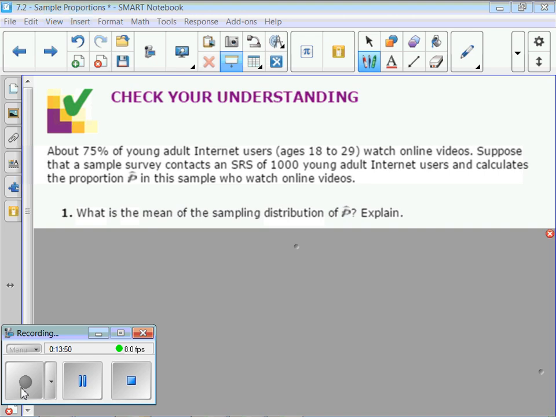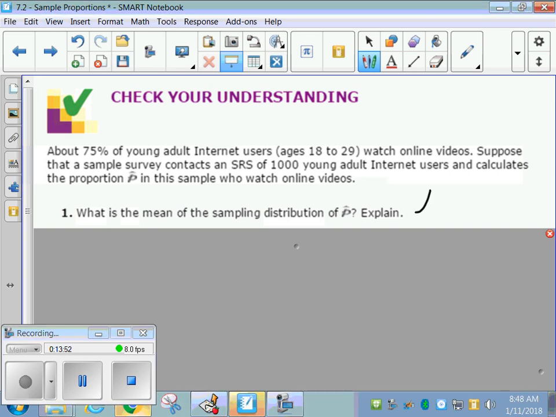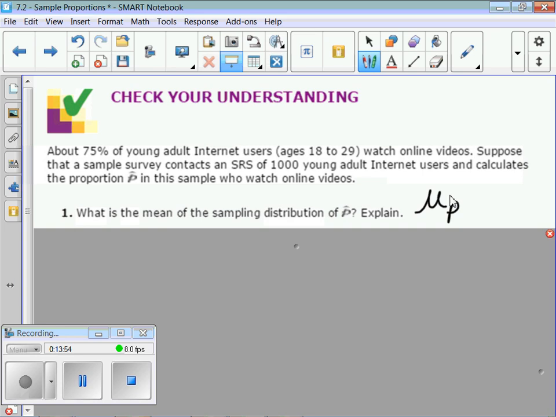So the mean of the sampling distribution, mu of p hat, and I would write these down. It's like one little thing. Mu of p hat is equal to the true p. What's the true percentage of people who watch online videos ages 18 to 29? Yep, so that was easy. That's all you have to do. Mu of p hat should be equal to the same thing as the claim.